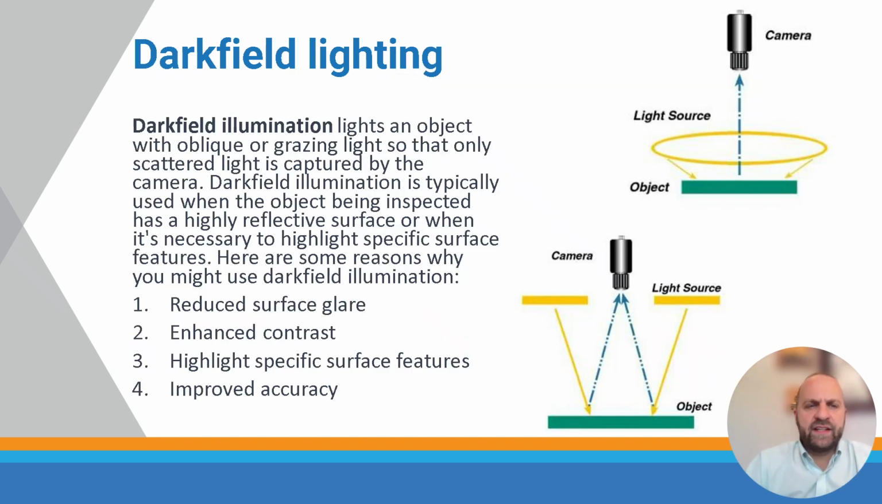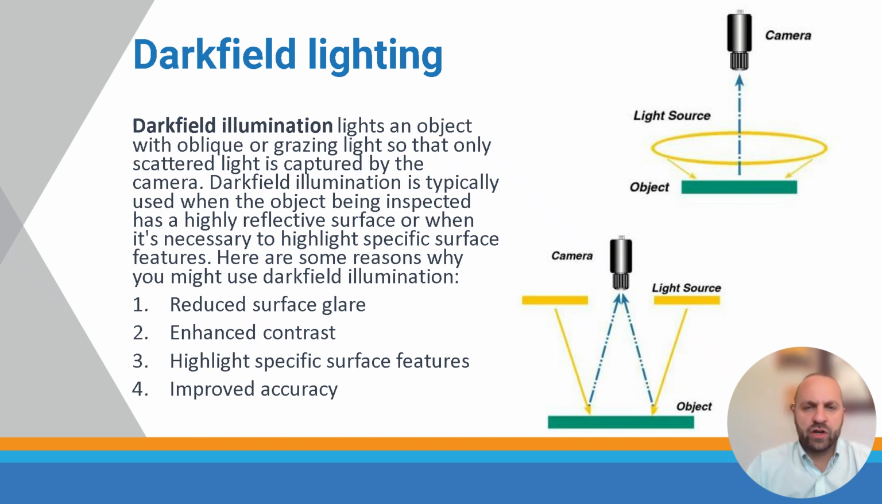So dark field lighting is lighting an object with oblique or grazing light. If you take a look at the top right photo here, you can see the light's at a high angle and it's hitting the object and then bouncing off and not going directly into the camera. Whereas on the bottom there, you see that machine vision W where the light is co-located with the camera, shining right down on the object, and those rays would bounce directly into the camera.